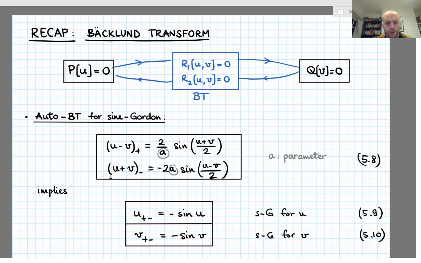So what we will do today is to put this auto-Backlund transform for the Sine-Gordon equation to good use. In particular, we'll start by looking at the first example in which we'll use the auto-Backlund transform to rederive the one-soliton solutions of the Sine-Gordon equation, namely the kink and the anti-kink solution that we have obtained previously with a number of different methods. So let's do that. I'm going to go to full screen now.